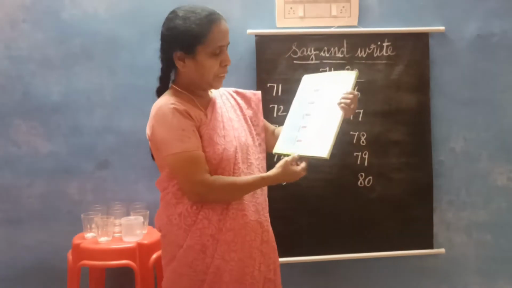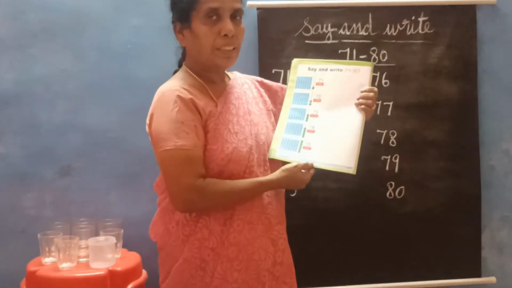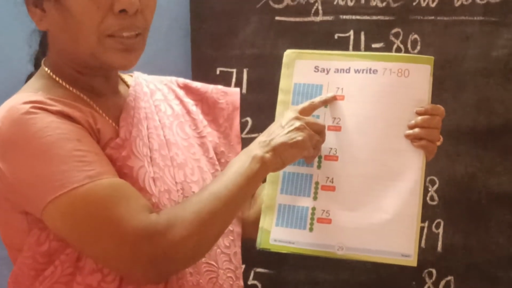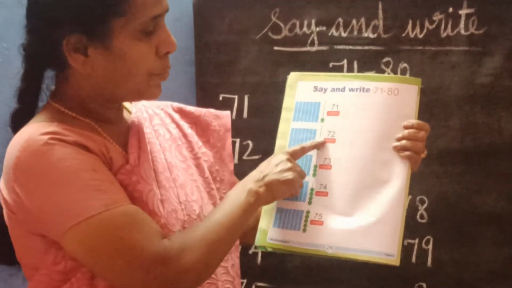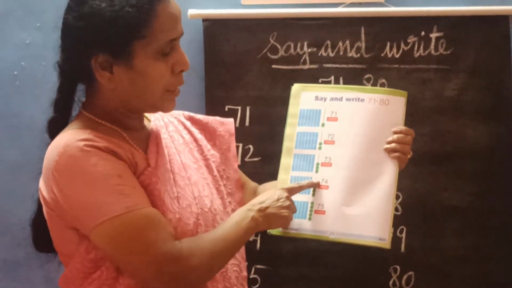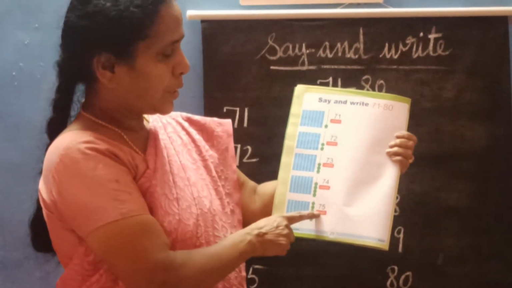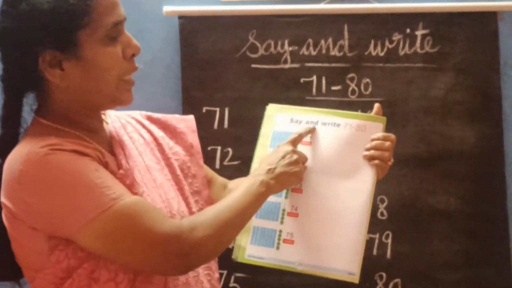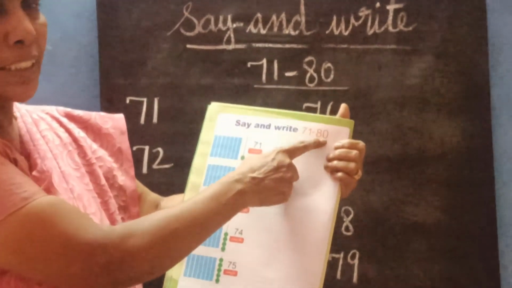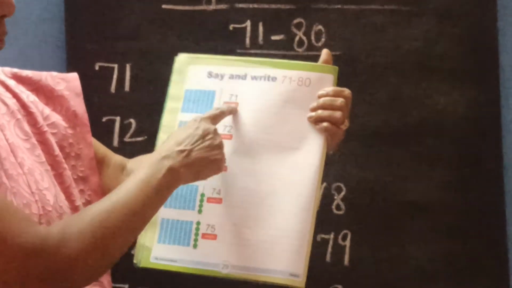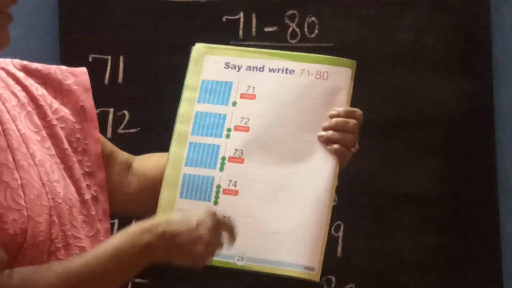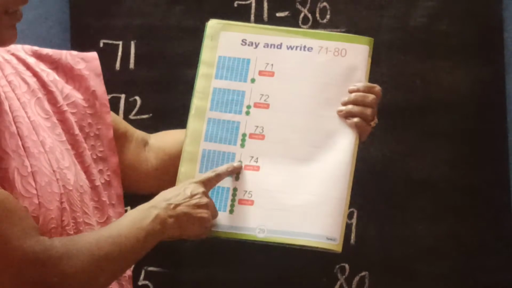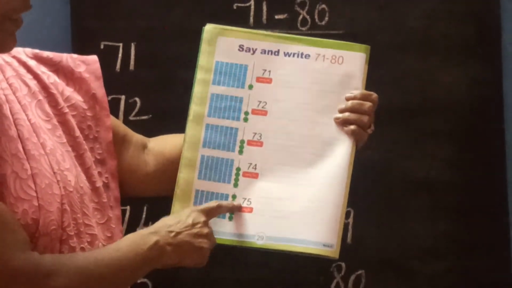Take your book, page number 29. Here on the top, what did they give you? Say and write 71 to 80. On this side, 71 to 75: 71, 72, 73, 74, 75.